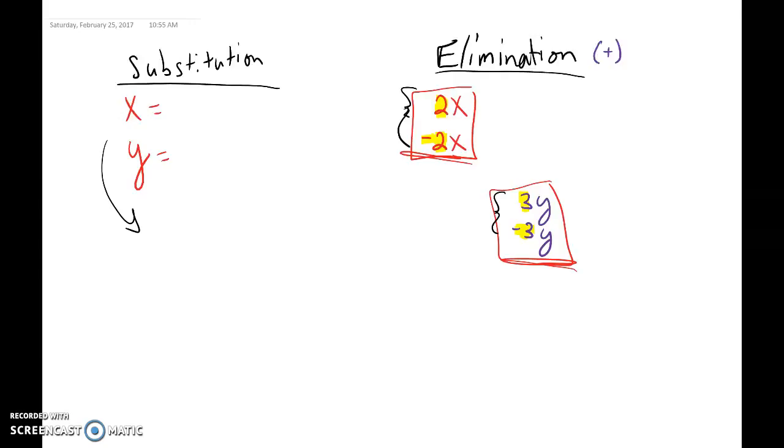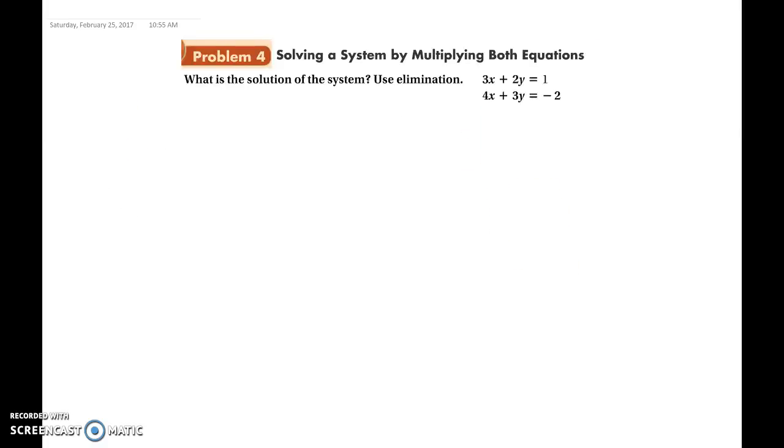You're still trying to see, well, what do I need to do in order to have the same x value that is positive or negative, or the same y value that's positive or negative? It's the same thought process, as sometimes you'll have to multiply both equations. So let's go ahead and do a problem. What is the solution using elimination?